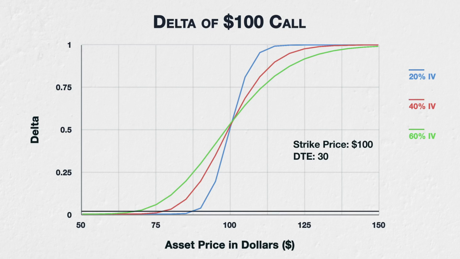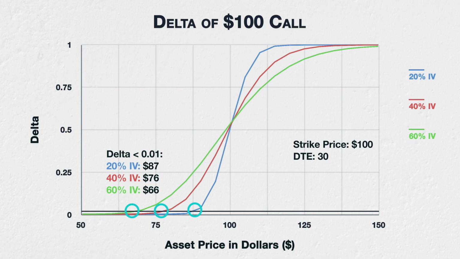The delta of the $100 call is less than 0.01 at the following price levels. With 20% IV, it's $87. With 40% IV, it's $76. And with 60% IV, it's $66.